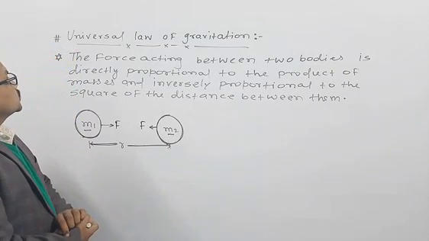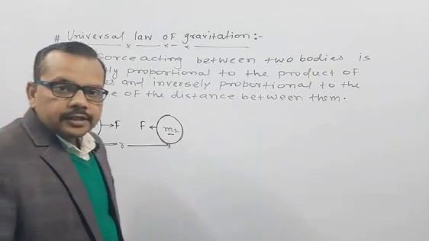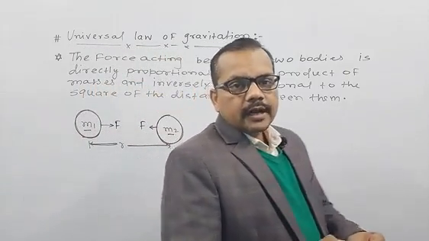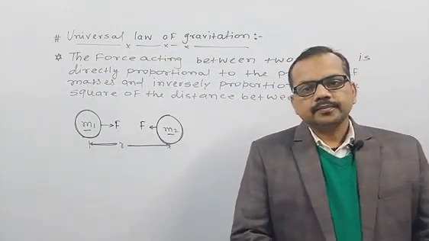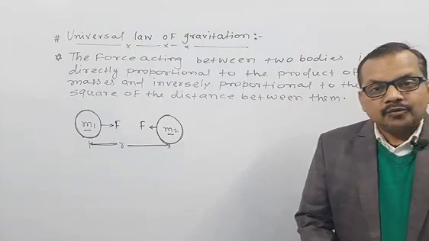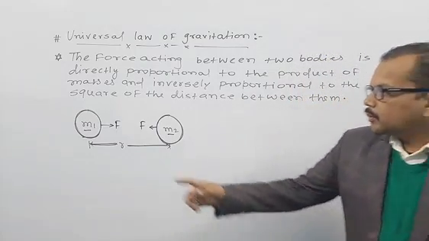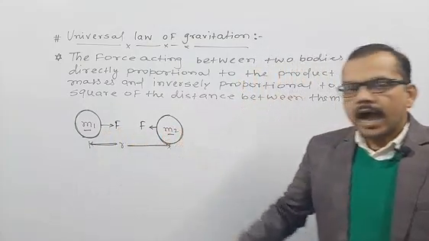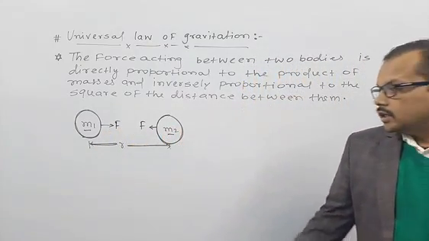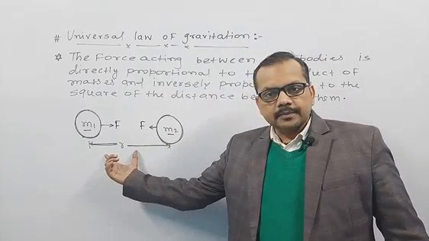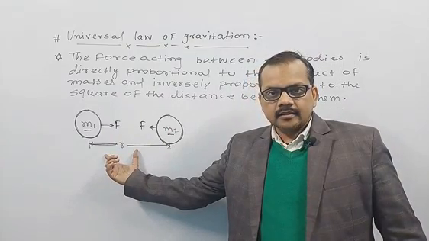Now we will move towards the universal law of gravitation. The universal law of gravitation states that the force acting between two bodies is directly proportional to the product of the masses and inversely proportional to the square of the distance between them. Is it clear?